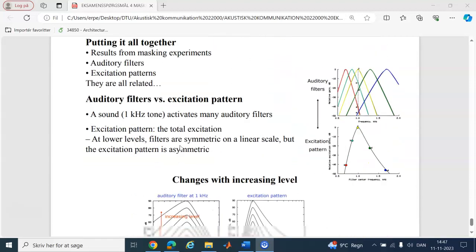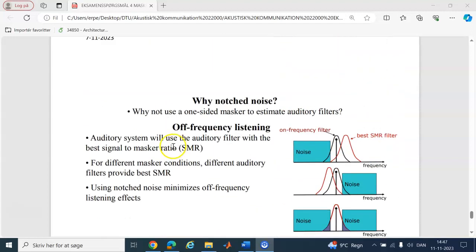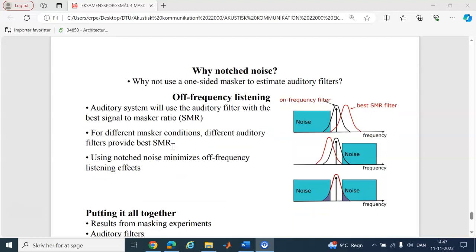And so why not noise? Because yes, you avoid so-called off-frequency listening. You have to choose. The auditory system will use the auditory filter with the best signal to masker ratio, SMR. For different masker conditions, different auditory filters provide the best SMR. Yeah, you can have some noise.